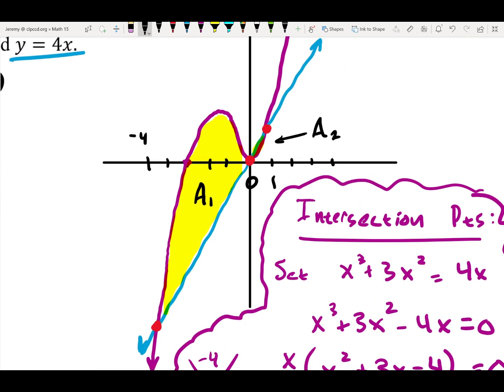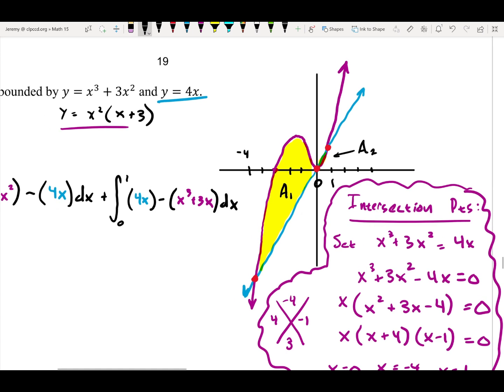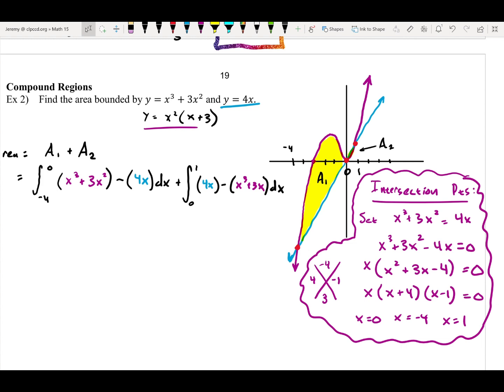Well, if you zoom in, what happens is the purple line and the blue line actually cross over each other, and the purple line goes below. So they switch. Now the top function is actually 4x, and the bottom function is x cubed plus 3x dx. So notice that we never would have known what the top and bottom functions are without the graph.